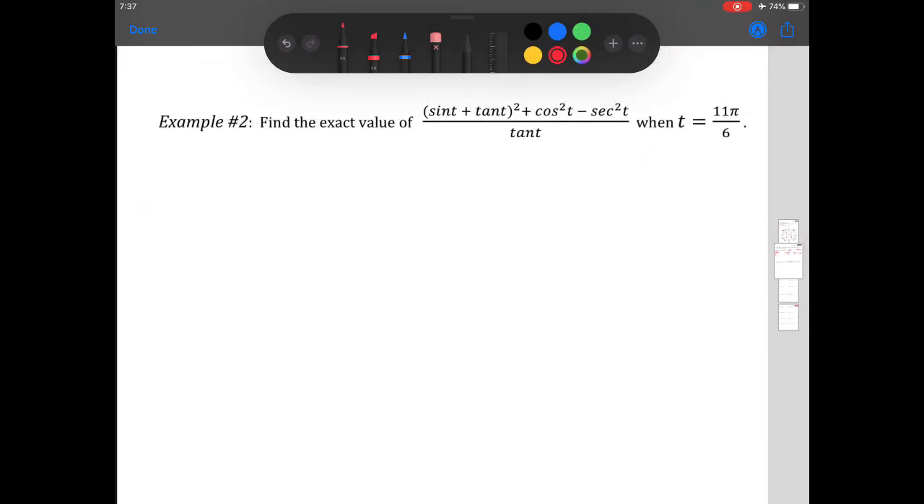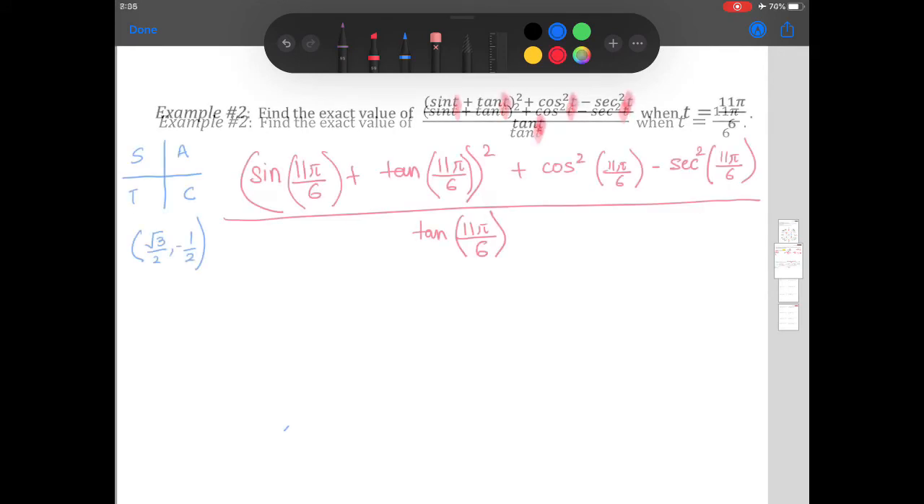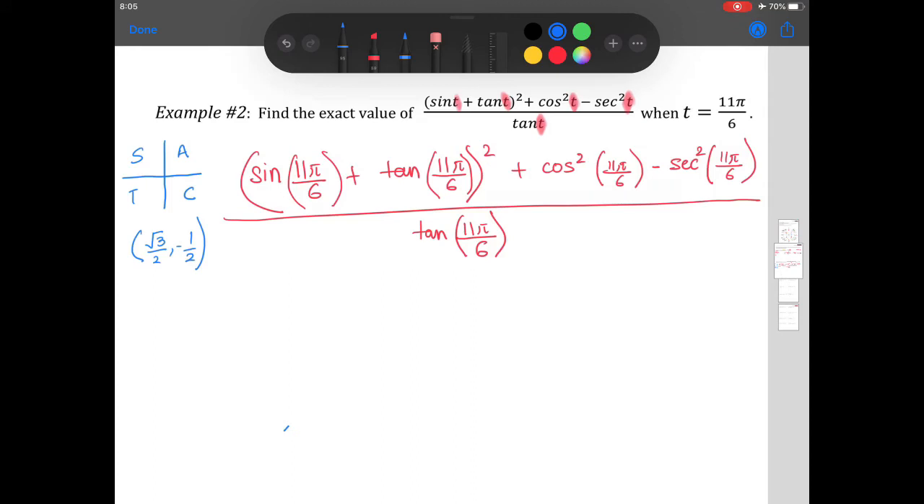Example number 2. It says find the exact value of, we're given this really big trig function, and we want to find it when t is 11 pi over 6. So now what I want to do is, wherever I see t, I'm going to substitute that with my angle. My angle is 11 pi over 6. So I'm going to rewrite it. So I substituted t for 11 pi over 6.